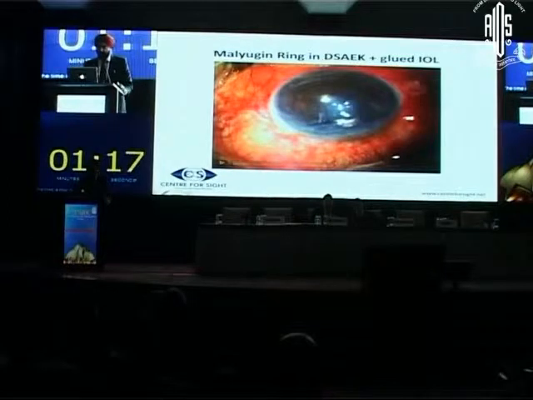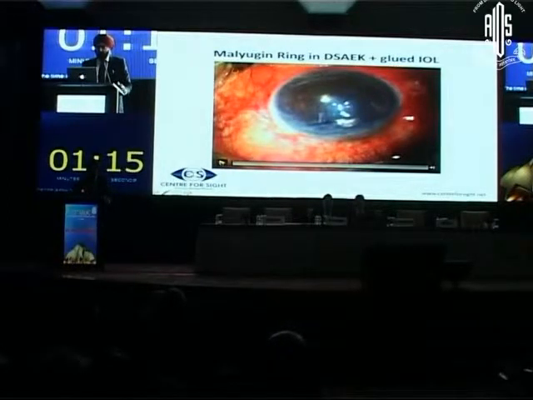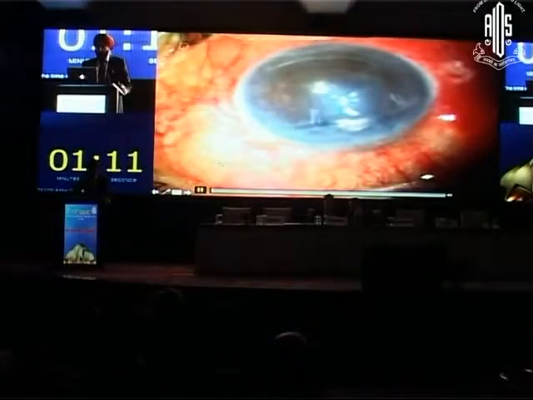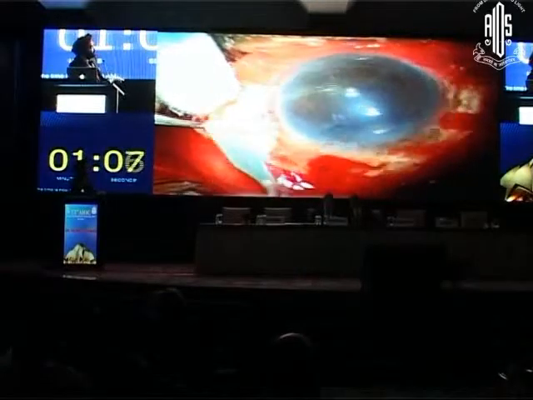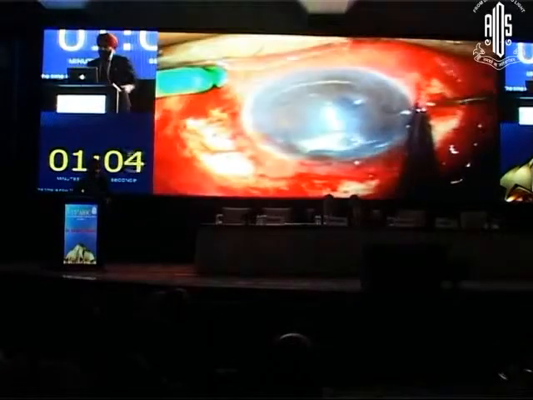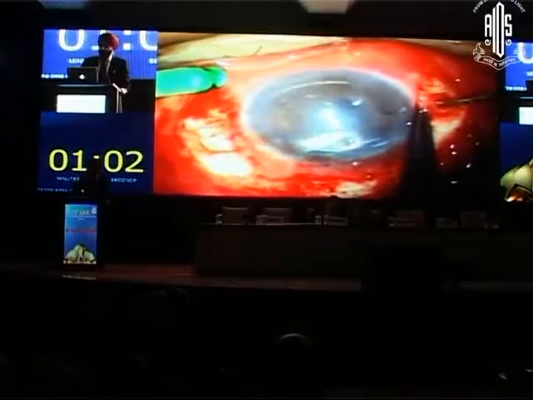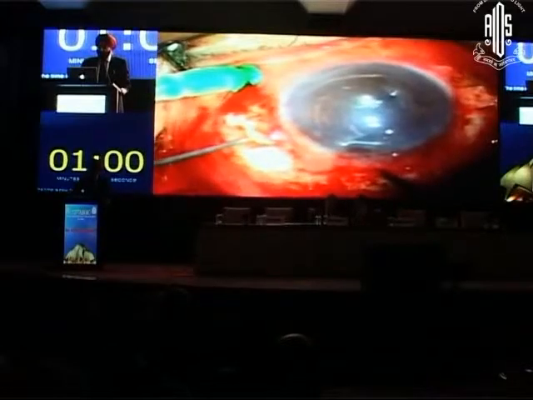This is a Malugin ring that is being used in a patient with an anterior chamber lens, and we are going to do a glued IOL along with a DASIK corneal surgery. So this is a flap that is being made. As you can see, this is a corneal flap that has been made. Then you go in from the other side of the corneal flap, do some vitrectomy.